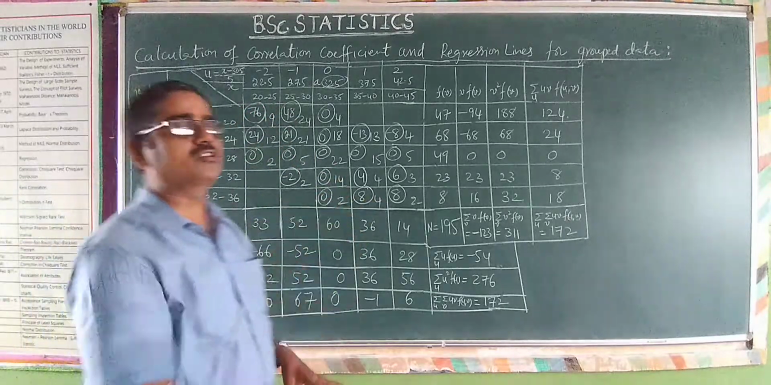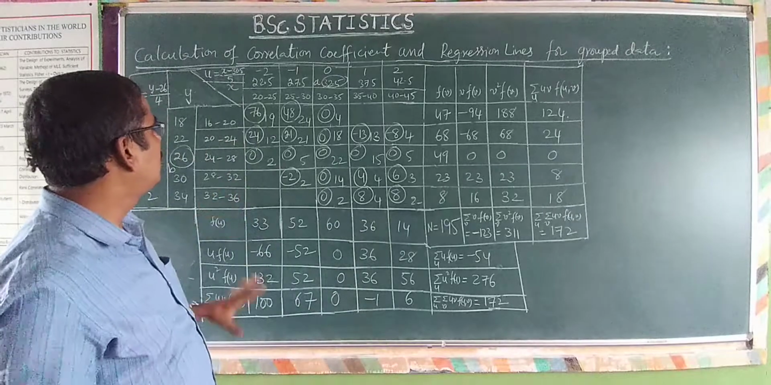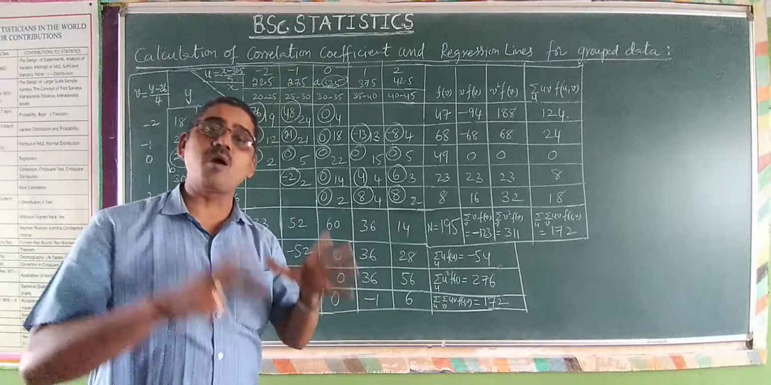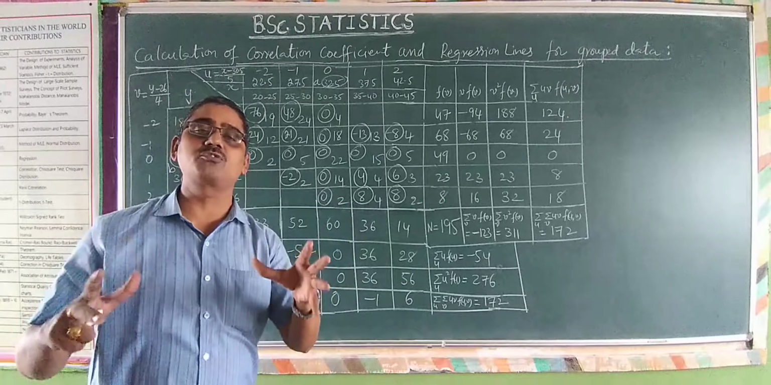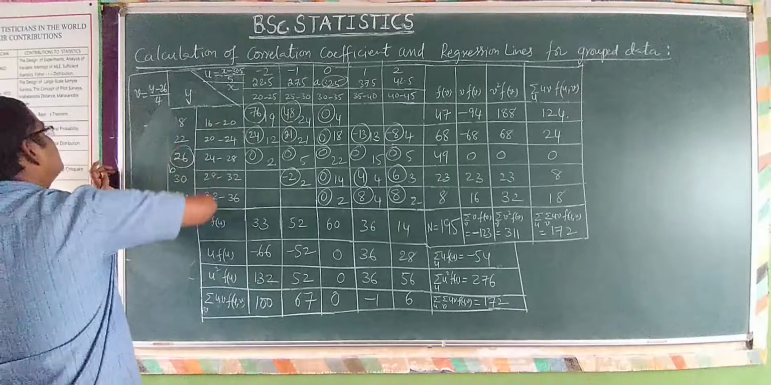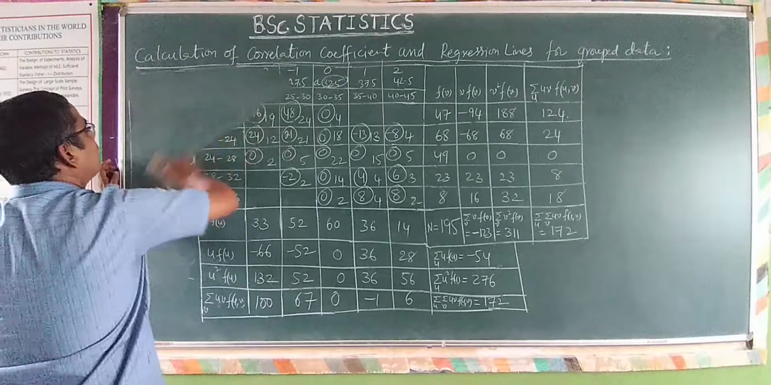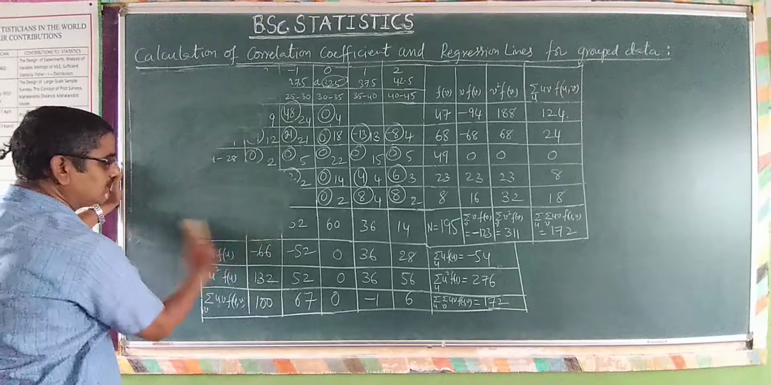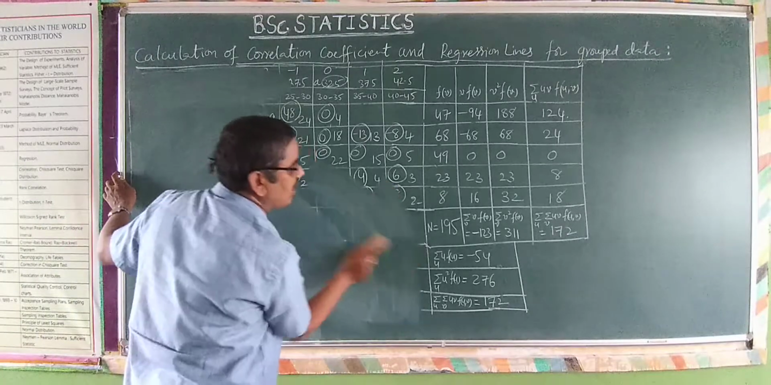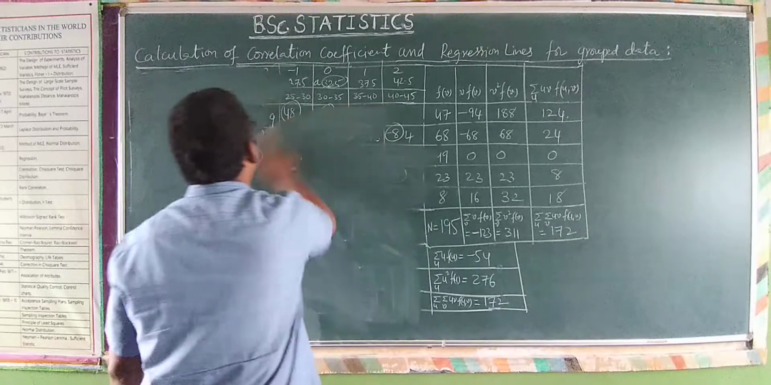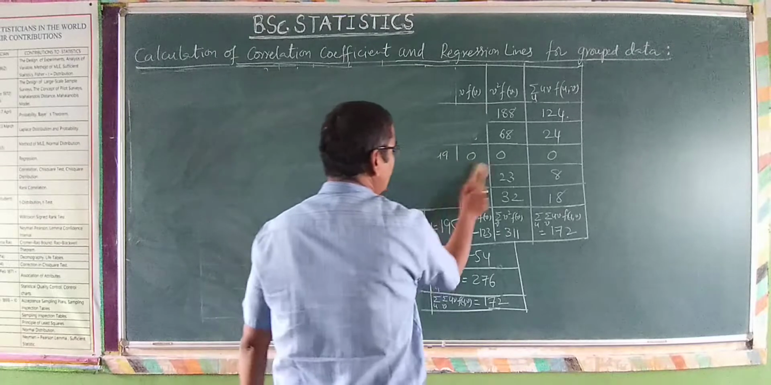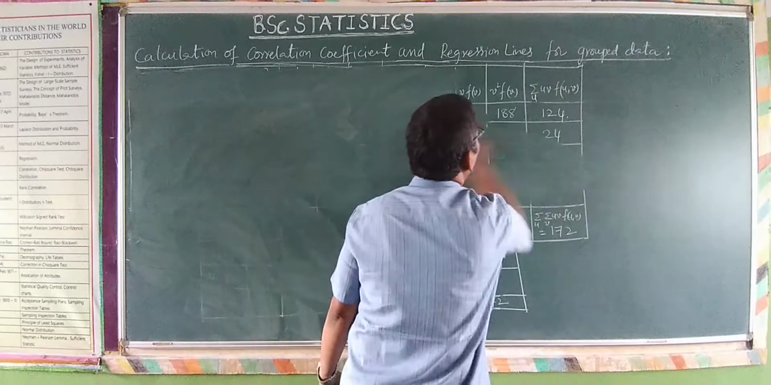With these values, I now erase this particular table and start the calculation of x bar, y bar, u bar, v bar, sigma square u, sigma square v, etc. Please remember the values of u and v. I kept the final values here and erased the remaining table, since the other values are not required.